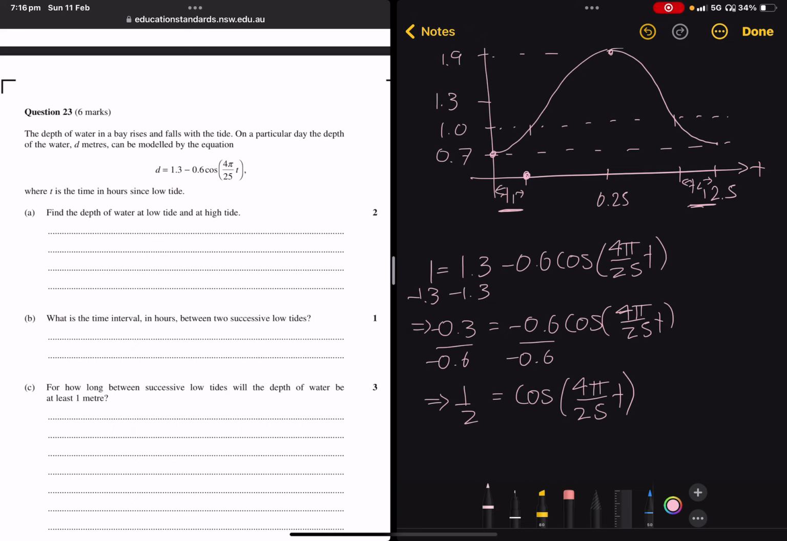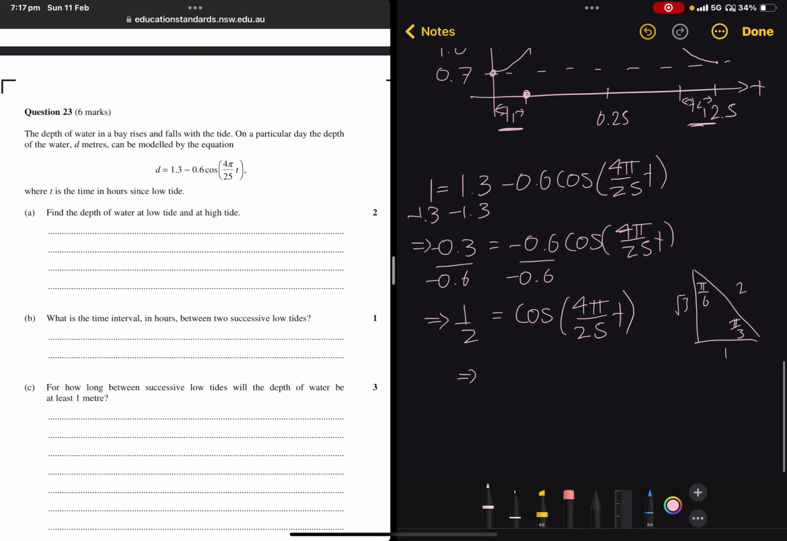Well, this is actually a special triangle value. If you think about our 1, 2, root 3 triangle, we've got pi on 6 up here and pi on 3 down here. So cosine of pi on 3 is 1 on 2. This implies that pi on 3 is equal to 4 pi on 25 times time. Divide both sides by pi. We're going to multiply both sides by 25 and divide both sides by 4. This gives us 25 on 12 is equal to the time.